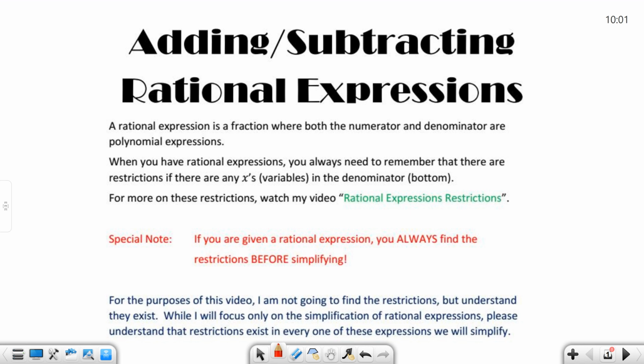A special note here: if you are given a rational expression, you must always find the restrictions before you simplify. And when I say simplify, I mean before you add, before you subtract, before you multiply, divide. We're not doing that in this video, but before you do any of those things, find the restrictions. For the purposes of this video, I'm not going to find the restrictions, but understand that they exist. I will focus only on the simplification of the rational expressions here, adding and subtracting them, and then factoring and dividing out common factors. And please understand that restrictions exist on every one of these expressions that we will simplify.